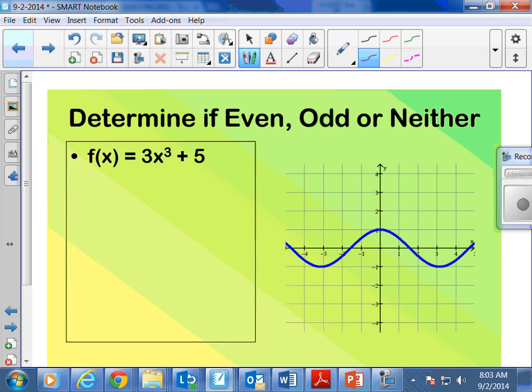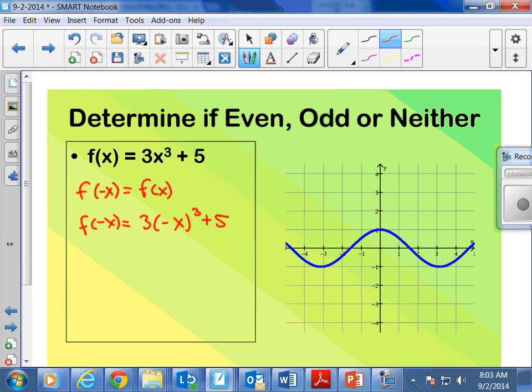Okay, now that you have written all this down, let's determine if it's even. That's the first one we're going to do. To determine if it's even, we're going to apply this test to it, and go back to color red. F of negative x, does it equal f of x? In order to do that, I'm going to take my function, the one on top, and apply f of negative x. So f of negative x applied to that function will look something like this: 3 times negative x cubed plus 5.